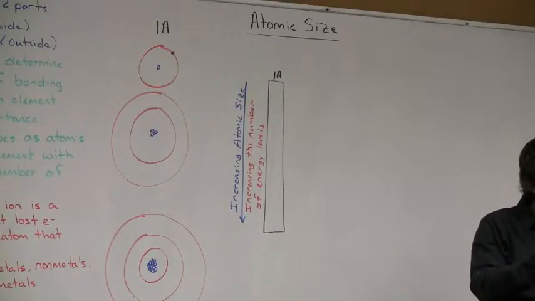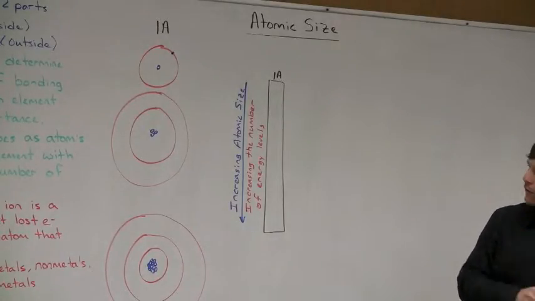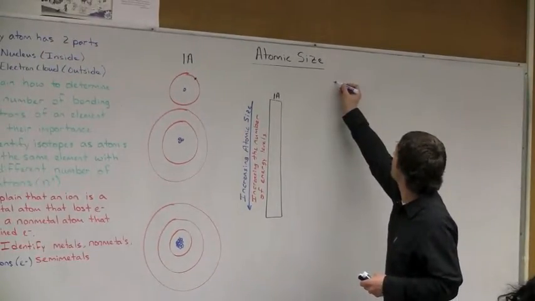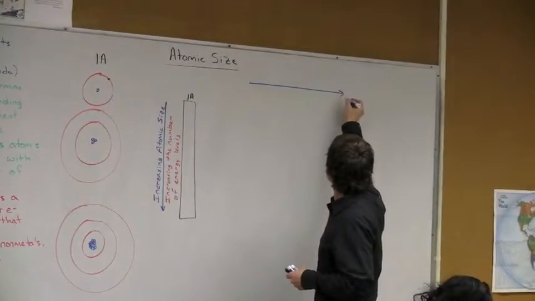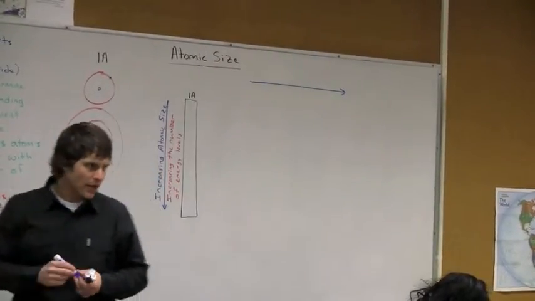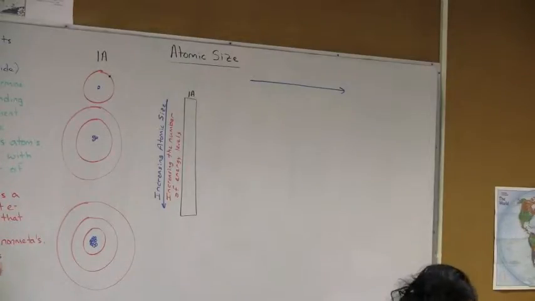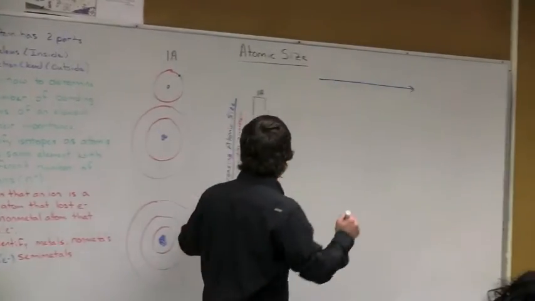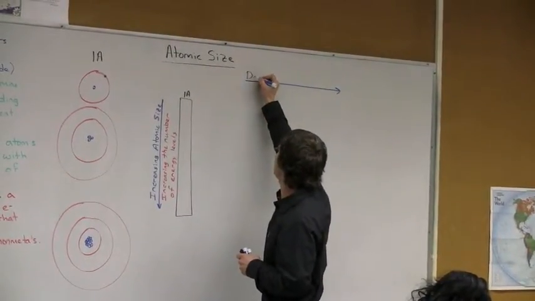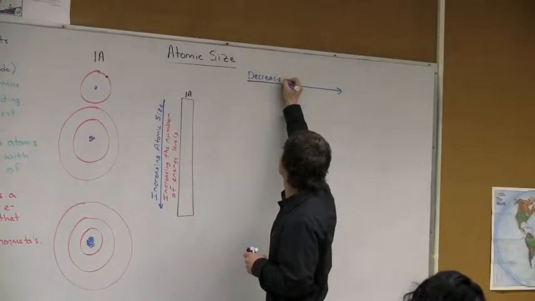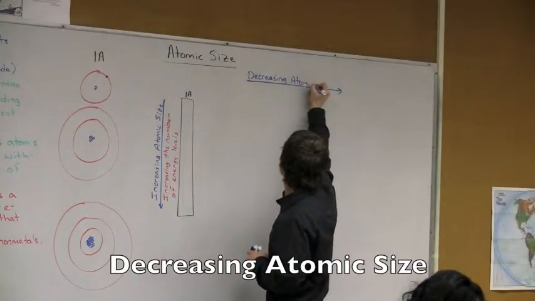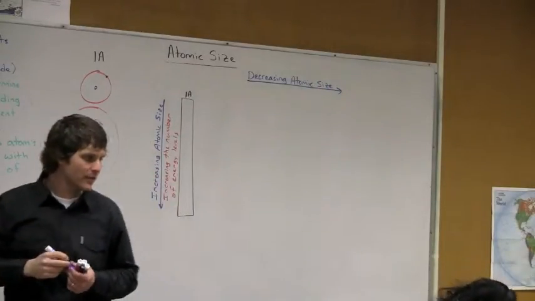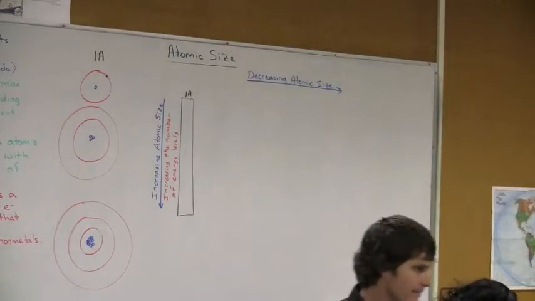That makes sense. Now, here's what's a little bit difficult. What you will notice is as you go across a row of the periodic table, so we're going to draw an arrow going that way, you see a very different trend or a very different pattern. As you go across a row, typically what happens is you get a decreasing atomic size.